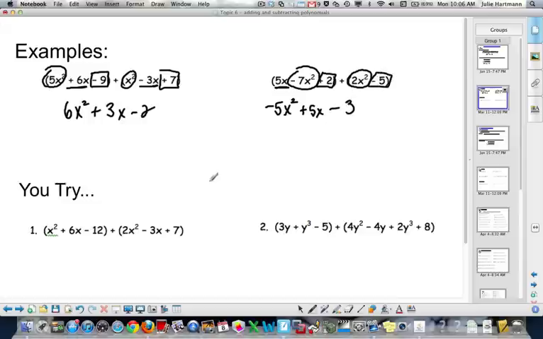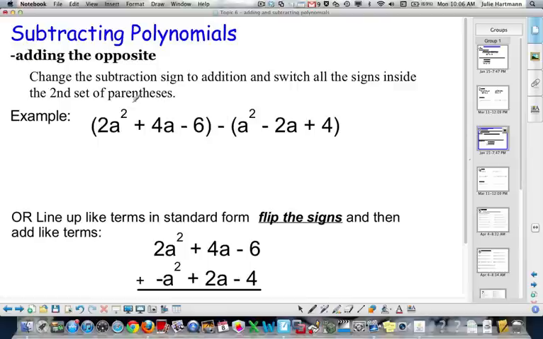There are some for you to try, so go ahead, pause the video, try those. We'll go over them next class. But next we are going to go on to subtracting polynomials. So with subtracting, it basically is adding the opposite. A lot of times it is easier to change a subtraction sign to addition and then switch all of the signs inside the second set of parentheses. You certainly don't have to do this, but it ensures that you don't forget to distribute that minus sign.